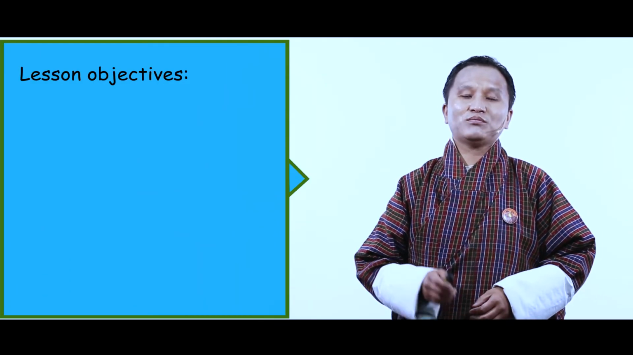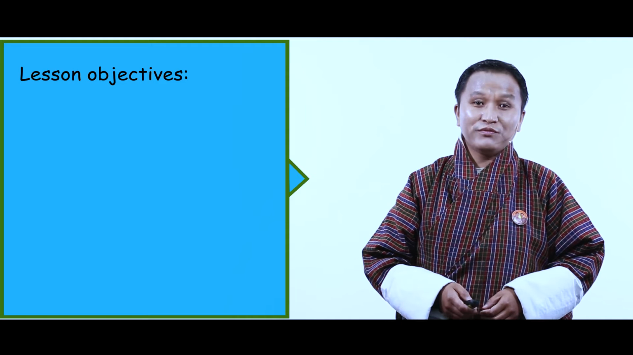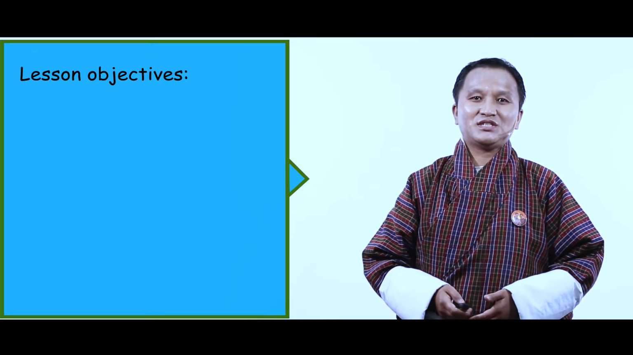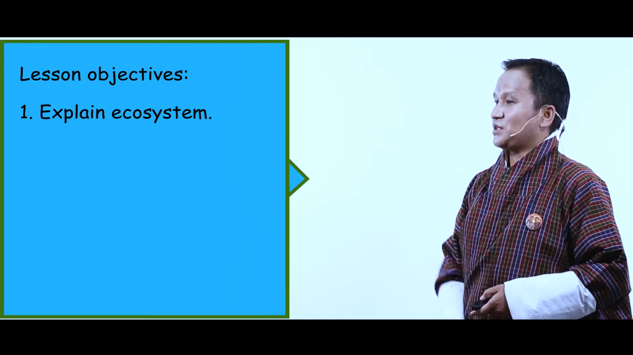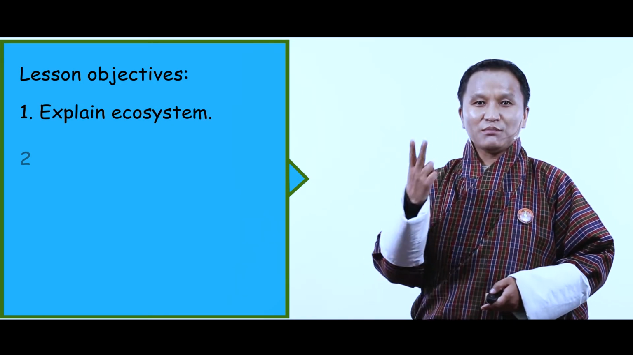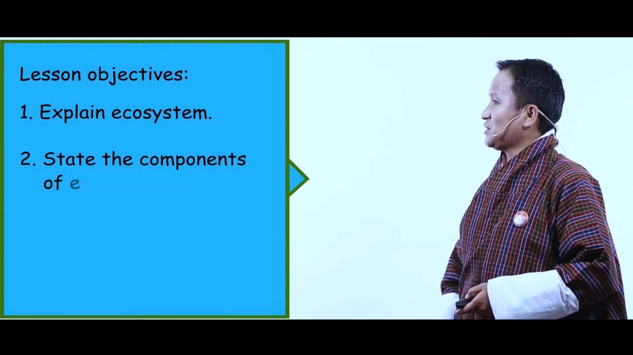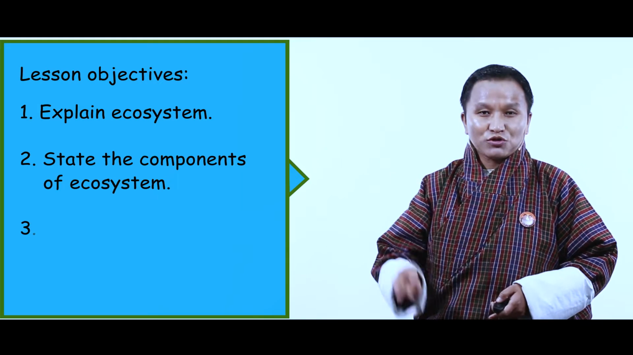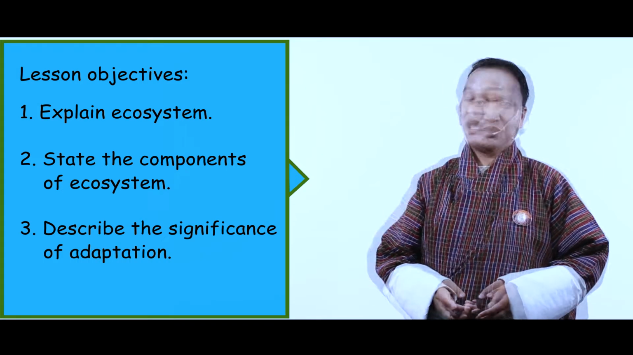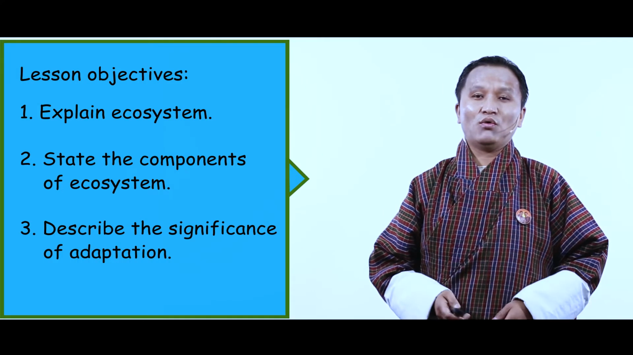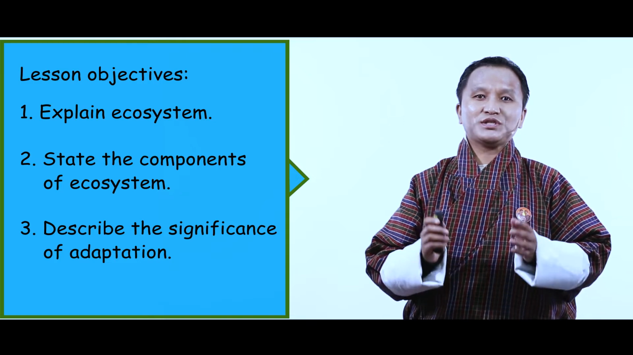Let us look at some of the objectives that we are supposed to fulfill at the end of this session. All of us should be able to explain what ecosystem is. Number 2, state the components of ecosystem. Number 3, describe the significance of adaptation. So let us now look at what ecosystem is.